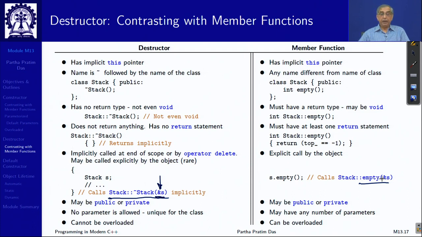Again, destructors could be public or private. It does not allow parameters, for the simple reason that what will a parameter mean? Parameter means that you are trying to say something to be done, right. But when this is being called, nobody is calling this, no user code is calling this, it is being called implicitly and at the end. So, in that implicit call, how do you pass a parameter?